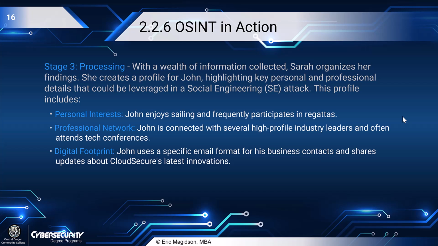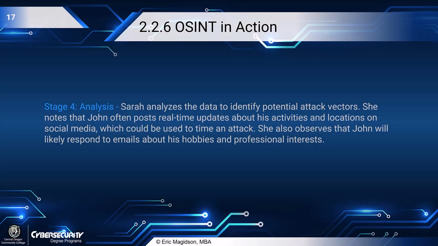With a wealth of information collected, Sarah organizes her findings. She creates a profile for John, highlighting key personal and professional details that could be leveraged in a social engineering attack. This profile includes personal interests. So John enjoys sailing, frequently participates in regattas. Professional network. John is connected with several high-profile industry leaders and often attends tech conferences. His digital footprint. So John uses a specific email format for his business contacts and shares updates about Cloud Secure's latest innovations. And of course, this is just a small subset of what Sarah found.